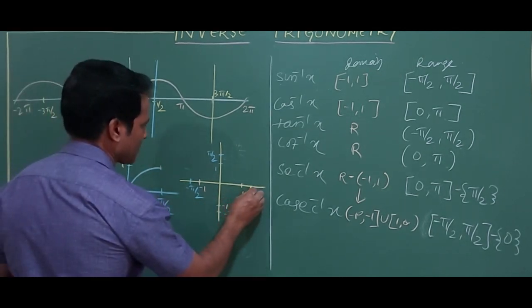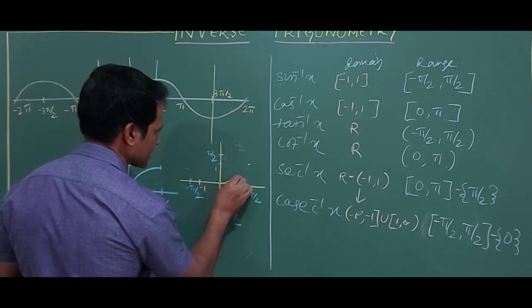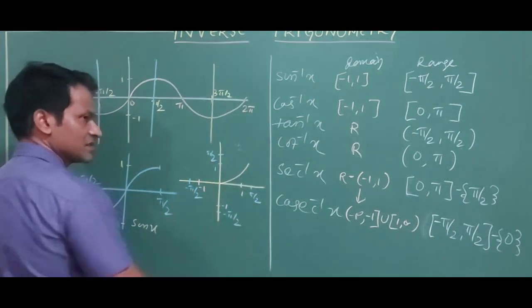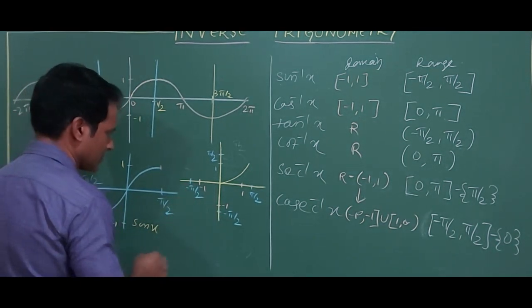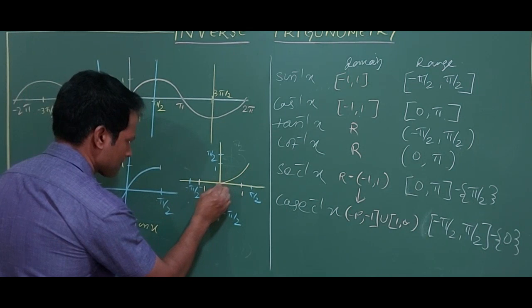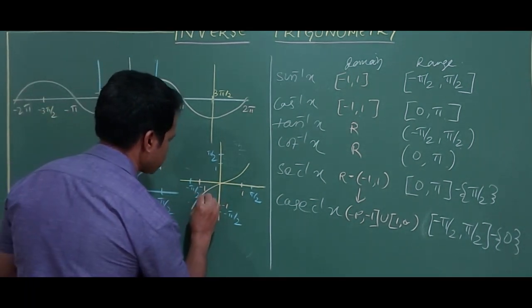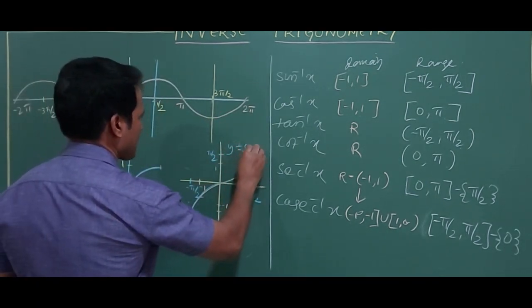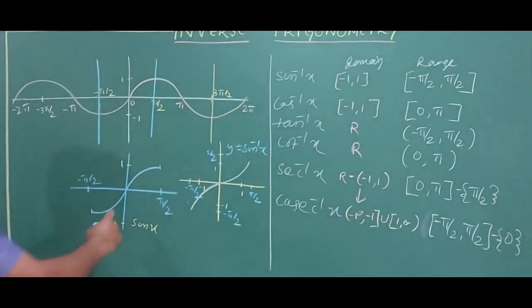Similarly, draw the graph. At pi by 2 it becomes 1, so the graph will go like this. Its mirror image is this. Then at minus pi by 2 it becomes minus 1 here, so the graph becomes like this. If I connect it, I will get the complete graph. This is the graph of sin inverse x. Alright, this is sin x, and this is sin inverse x.